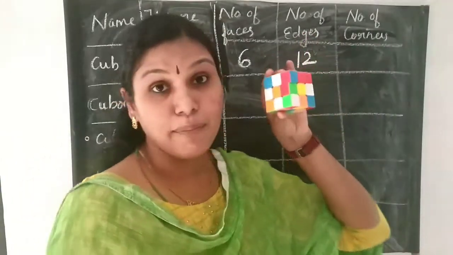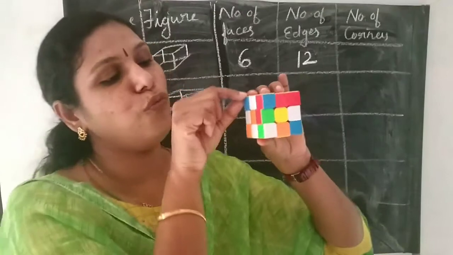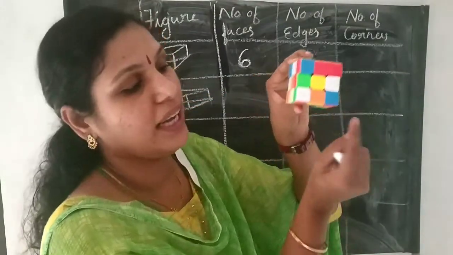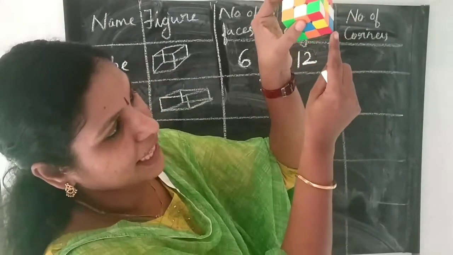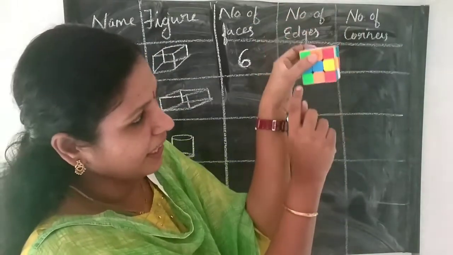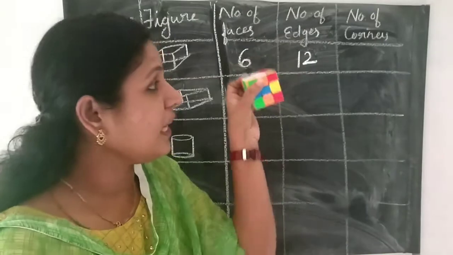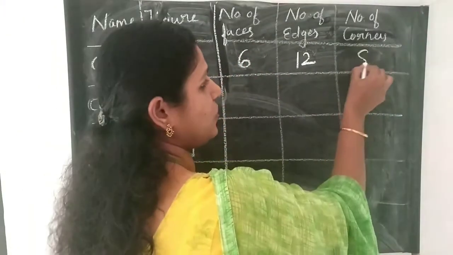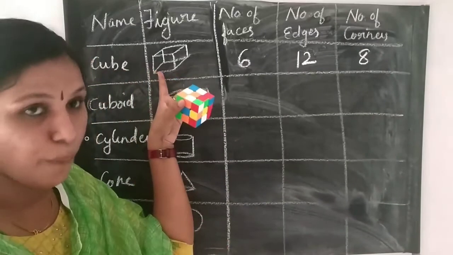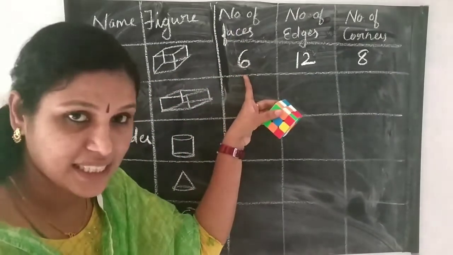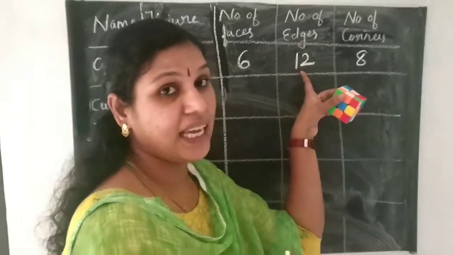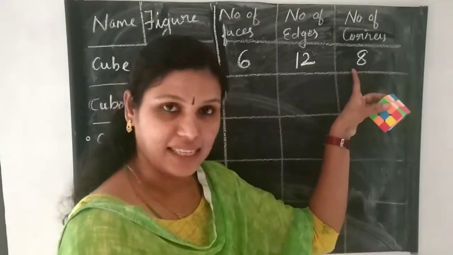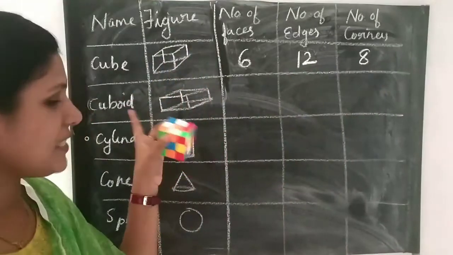Then next is number of corners. Here 1, 2, 3, 4. Then 5, 6, 7, 8. How many corners are here? 8 corners. So, in the case of cube, number of faces is 6, edges is 12 and number of corners is 8. Okay. Next is cuboid.